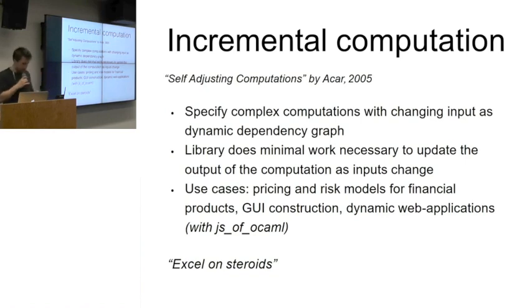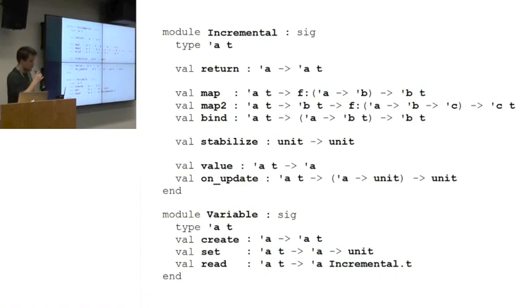Right. So here's an MLI. This is some OCaml code. I hope no one is disgusted by it. By the way, even if you don't know OCaml, I hope it's fairly obvious what's going on. This is basically the interface of Incremental.